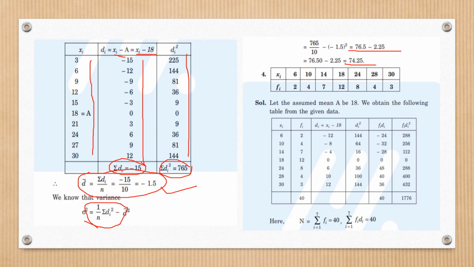Now see number 4. Again the discrete distribution is there. This table is for xi. All these values are of xi, and the fi is given.